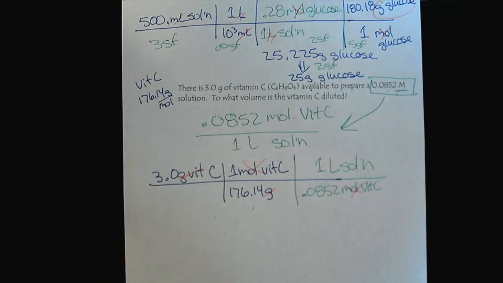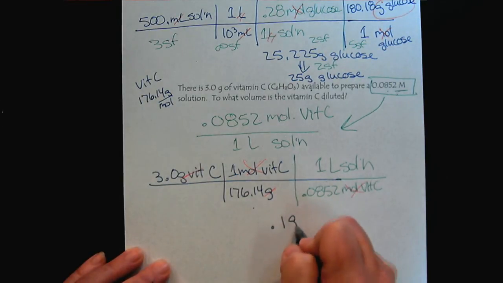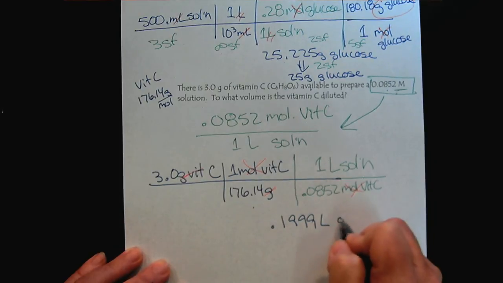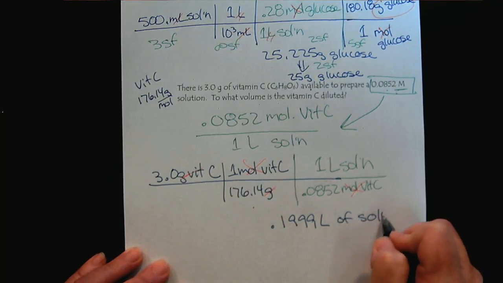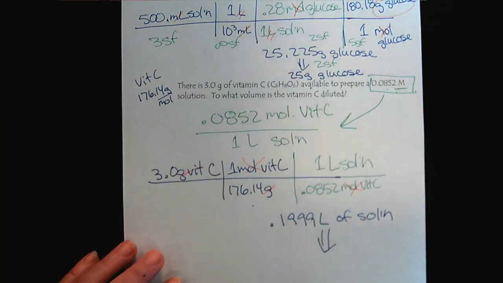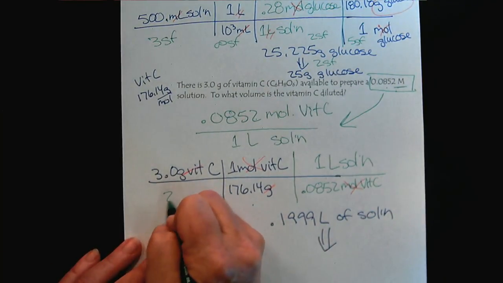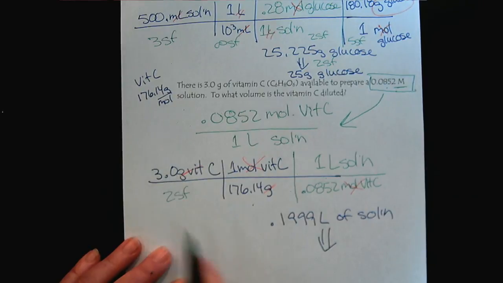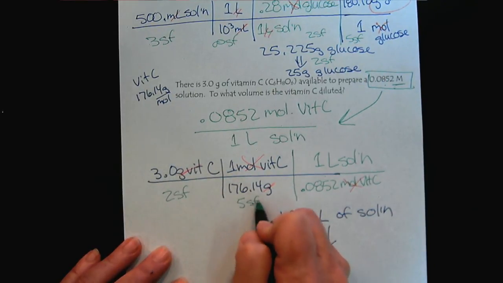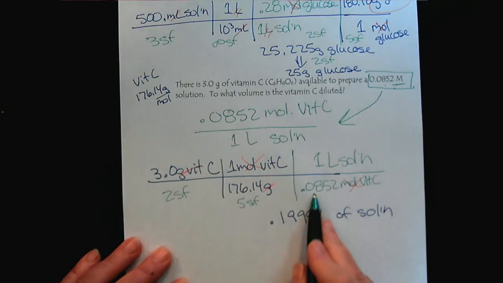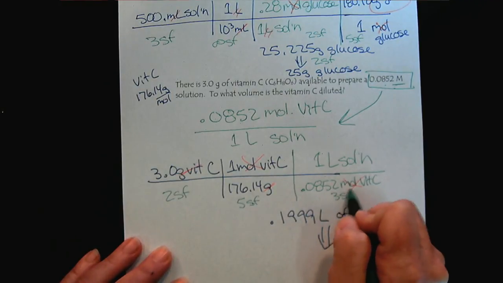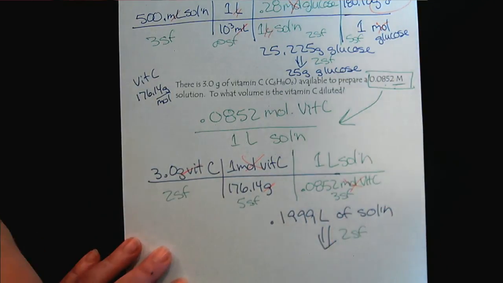So we will go ahead and plug these values into our calculator. And we see that we could prepare 0.1999 liters of solution. So we'll go back and look at our sig figs. 2 sig figs here. We count the 0 because of the decimal. 5 sig figs. And right here, leading zeros never count. 3 sig figs. So we're left with 2.